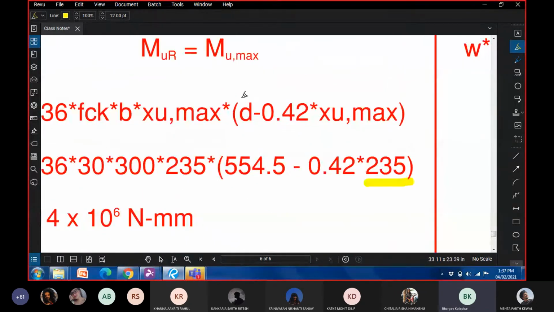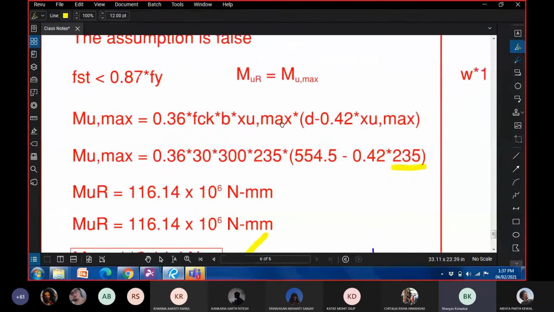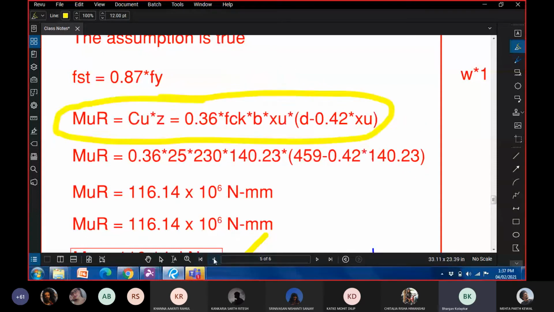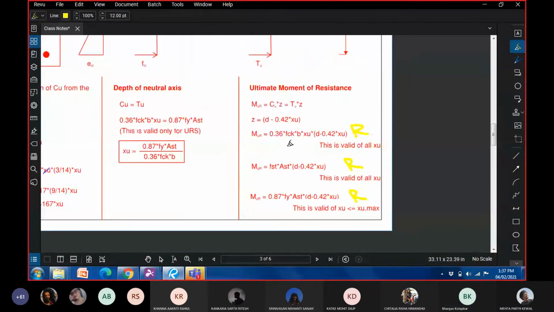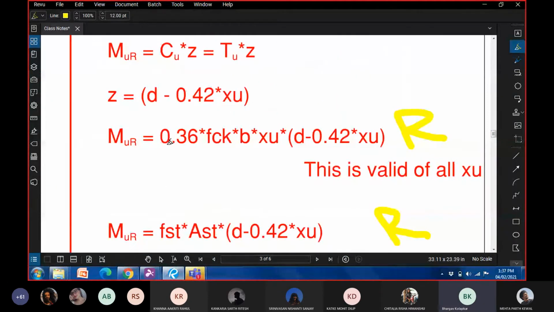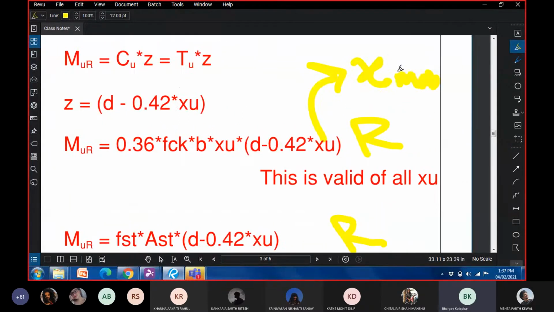So this formula is different. This formula is our normal moment of resistance formula, 0.36 FCK B into XU. Let me go back a few slides. Yeah, so this is our formula, 0.36 FCK B XU into D minus 0.42 times XU. This has nothing to do with whether XU is greater than XU max or less than XU max.